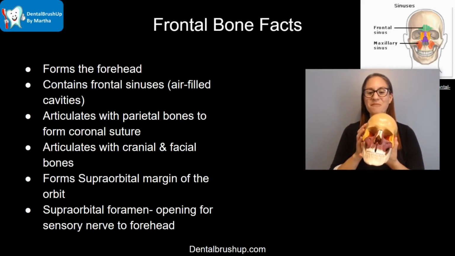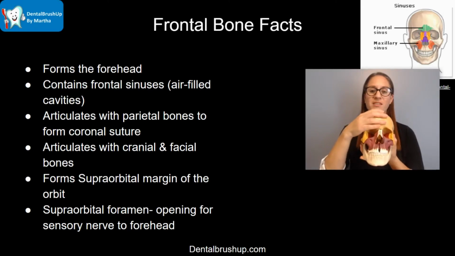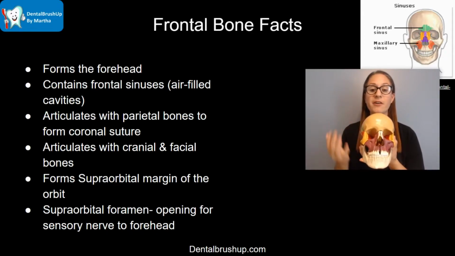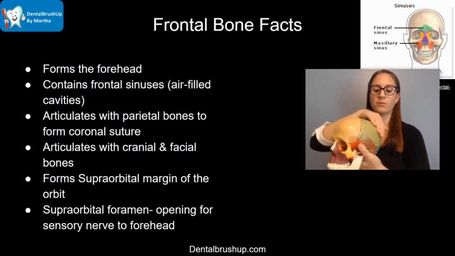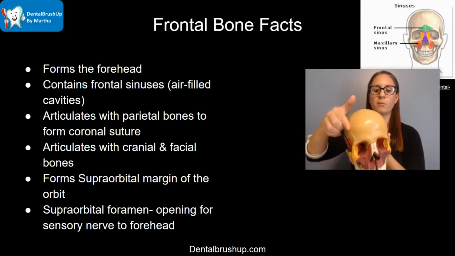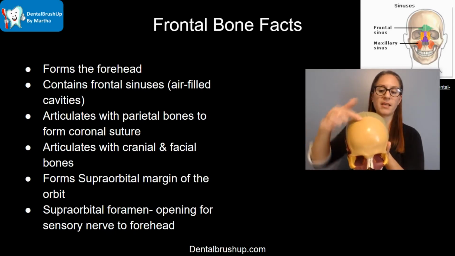Now let's talk about some frontal bone facts. This bone, the frontal bone, is responsible for forming the forehead, and it also contains the frontal sinuses, which are air-filled cavities, and it articulates with the paired parietal bones on either side to form what's known as the coronal suture right around here.